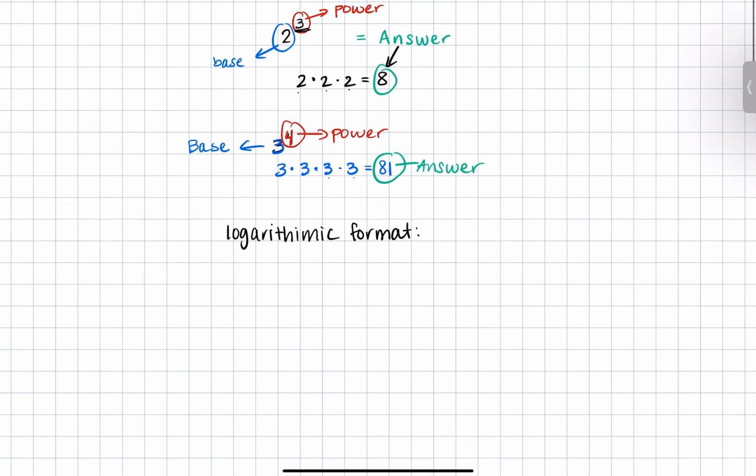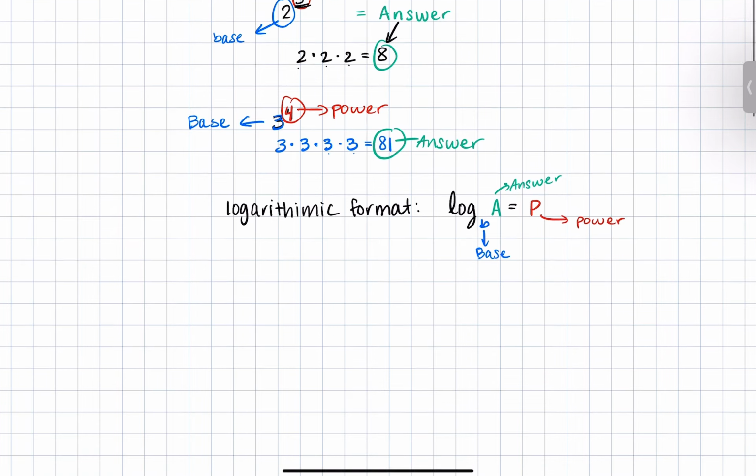And this is log, subscript b. So this is subscript. And we're going to have our answer here. So let me just use a different color, b. And then our answer, so a for answer, equals power. So our base, our little b refers to base. The A here represents answer, and the P in red represents power.